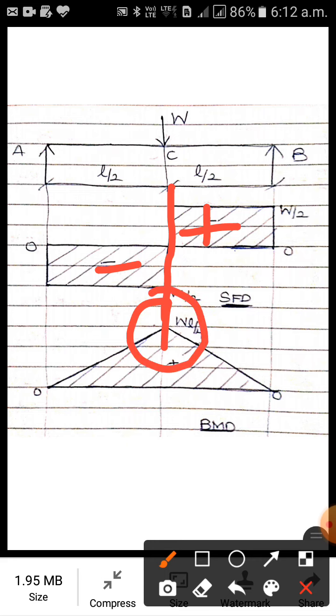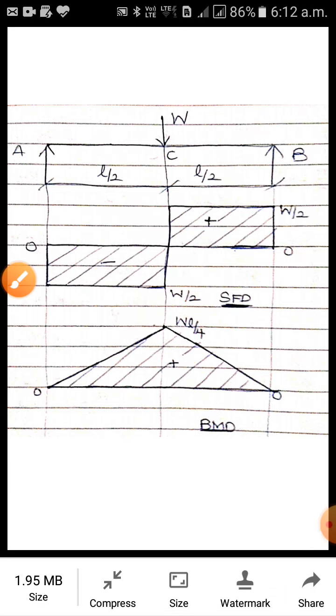So I repeat, for a simply supported beam, the shear force diagram is a combination of negative and positive values, and there is a point at which the shear force is changing the sign from positive to negative, and at that point the shear force is 0. So at that point only you have maximum bending moment. This is the point of maximum bending moment in the case of a simply supported beam, and the bending moment diagram is always positive for a simply supported beam.